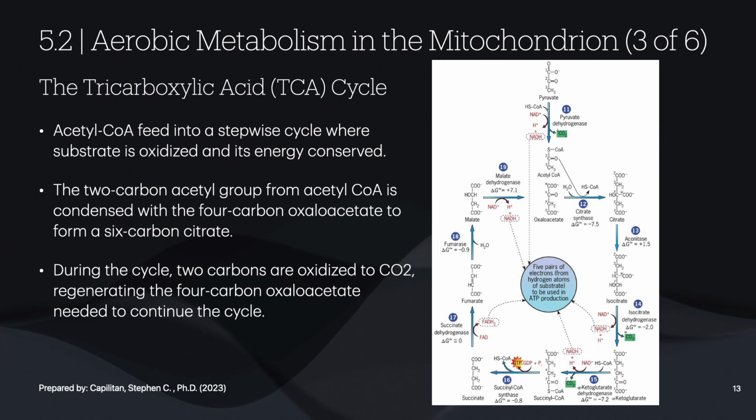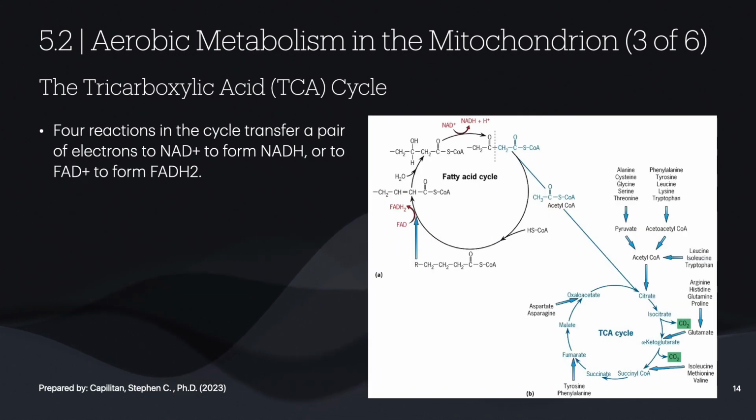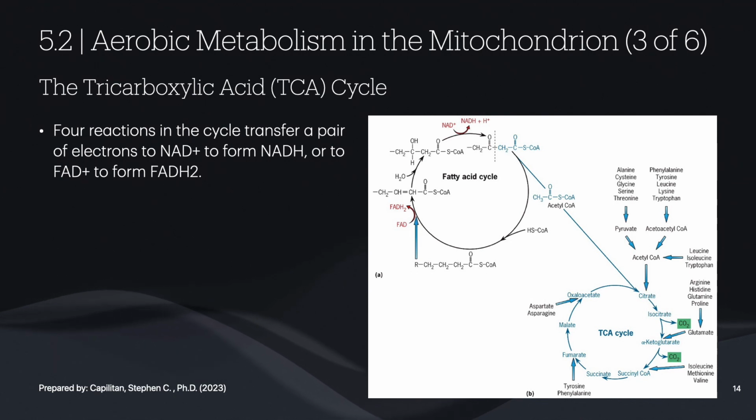Remember, there are 5 pairs of electrons from hydrogen atoms of the substrate that are used in ATP production. 4 reactions in the cycle transfer a pair of electrons to NAD+ to form NADH or to FAD to form FADH2. In the figure on your right are the catabolic pathways that generate compounds that are fed into the tricarboxylic acid cycle.